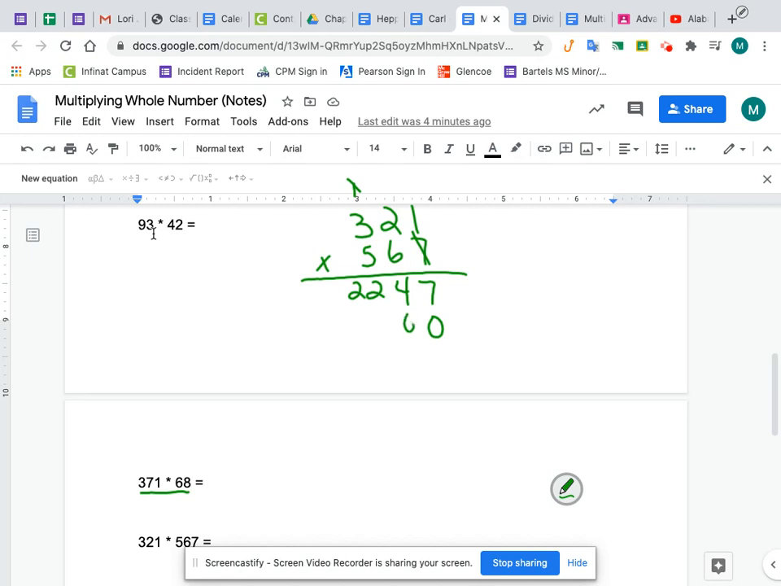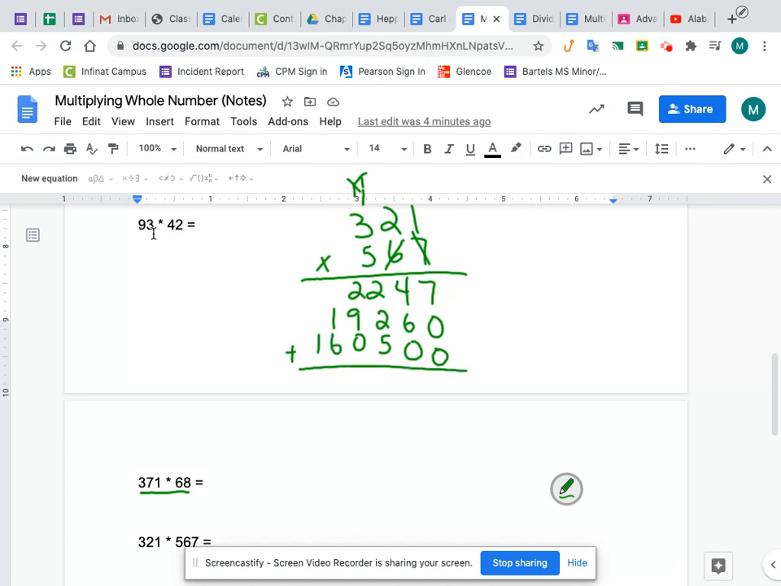6 times 1 is 6. 6 times 2 is 12. 6 times 3 is 18. Plus 1 is 19. Cross this out. Now, because I crossed that out, I need to put 2 zeros to hold the place value for both the ones and the tens place. Move over to the hundreds place. 5 times 1 is 5. 5 times 2 is 10. And then 5 times 3, 15. Plus 1 is 16.